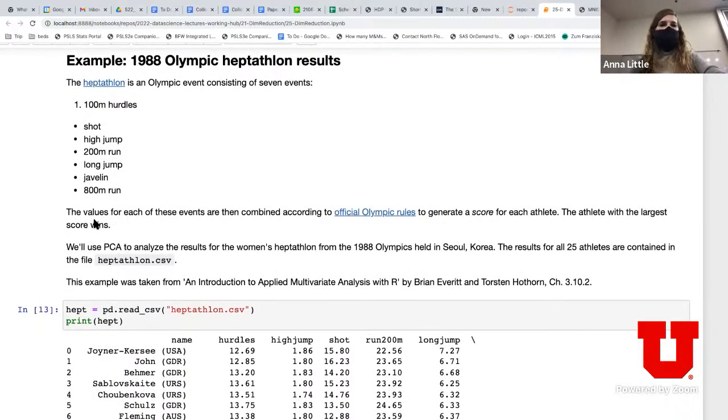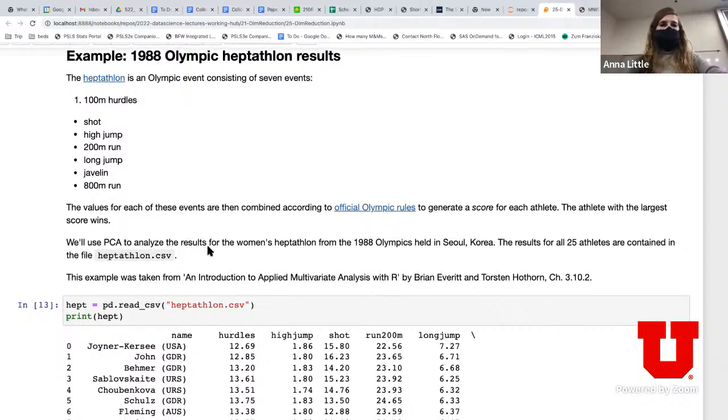So you have all these 7 events. The values for each of these events are combined according to the official Olympic rules to generate a score for each athlete in this event. And the athlete with the largest score wins.